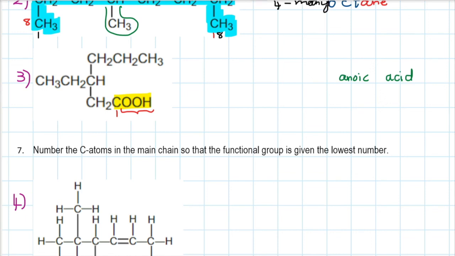Now we need to identify the longest continuous chain, but the longest continuous chain must contain the functional group. So therefore the longest continuous chain will be this one over here. If we count the number of carbons in this longest continuous chain, we find that there are 6 carbon atoms. And therefore, we're going to use the word hex to refer to these 6 carbon atoms. When we number the carbon atoms, we must start numbering from the carboxyl group, the functional group. So we have carbon 1, 2, 3, 4, 5, and 6.